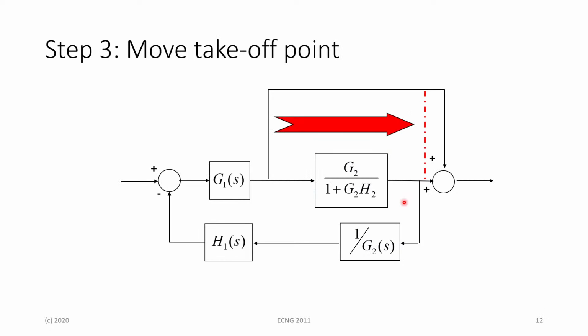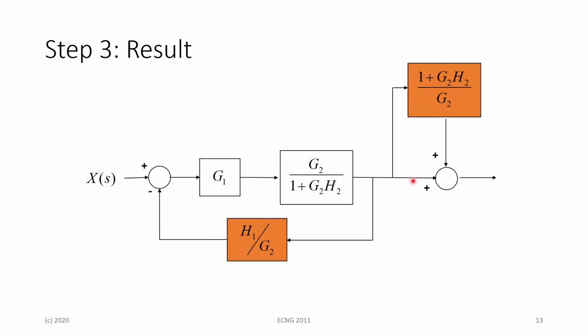Our next step is to move this takeoff point from this point to this point, because we want to make sure that we also have another negative feedback system here, but we can't have any summation junctions or takeoff points in between for us to reduce this and get rid of the summation junction. So in moving this takeoff point from the left of this block, the G2 divided by 1 plus G2 H2, to the right, our compensation would be 1 divided by that block. So we just invert this, and we get 1 plus G2 H2 divided by G2.